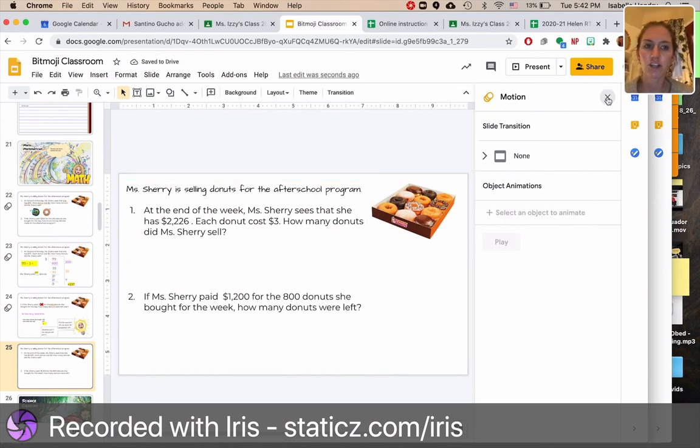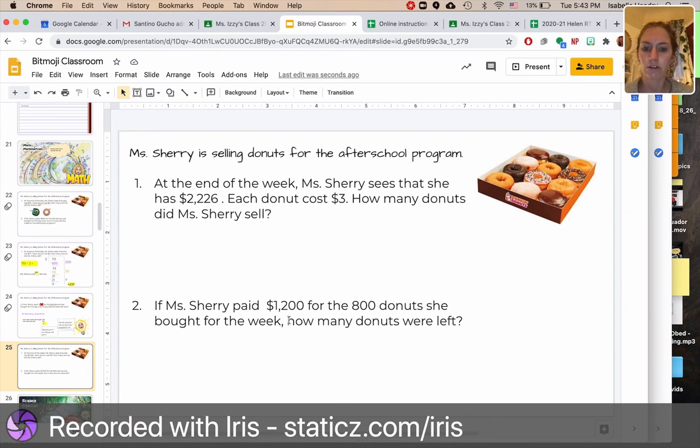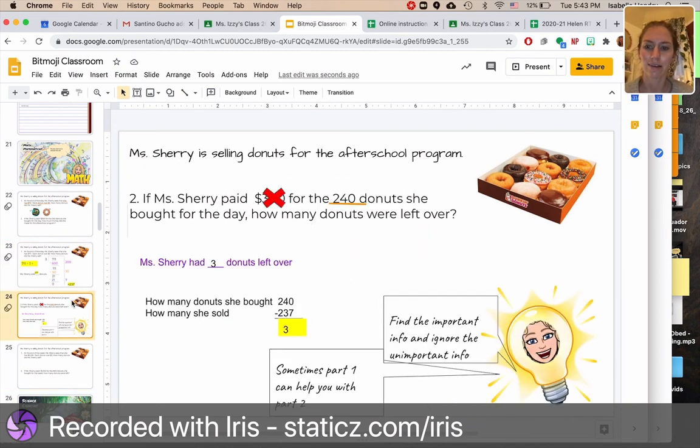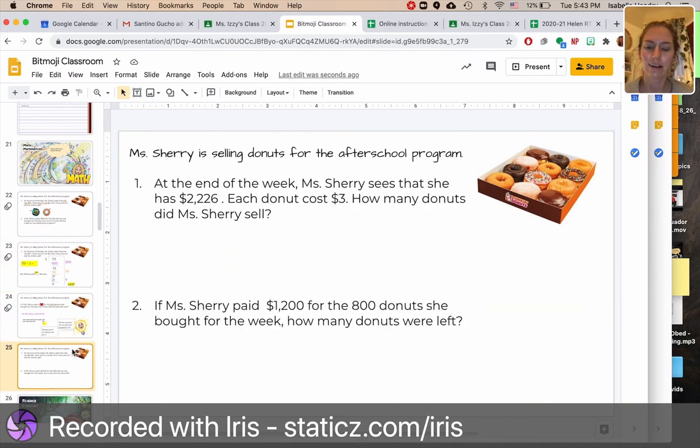And then if Miss Sherry paid $1,200 for the 800 donuts she bought for the week, how many donuts were left? Now, where could we learn to do this? Well, we just did it together. So you're going to do something very similar, but with your own numbers. And remember to answer in a complete sentence.